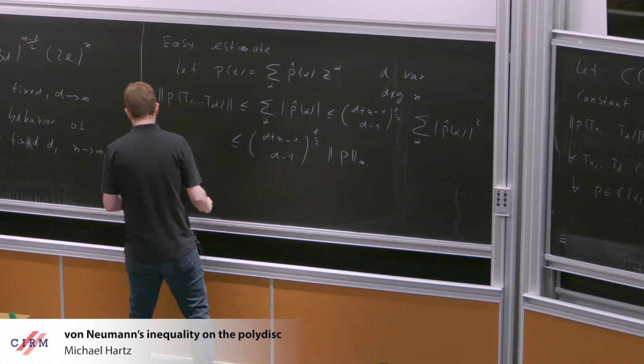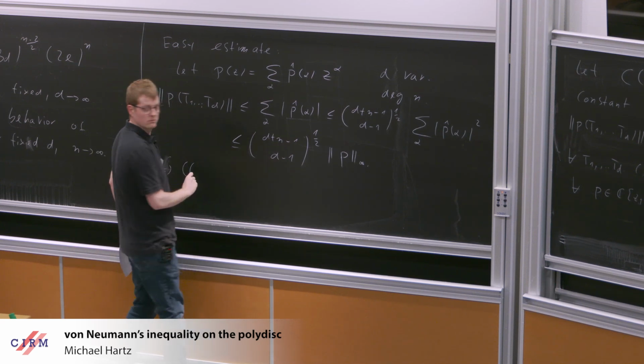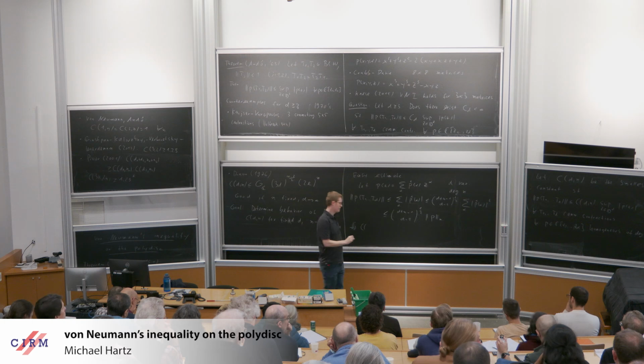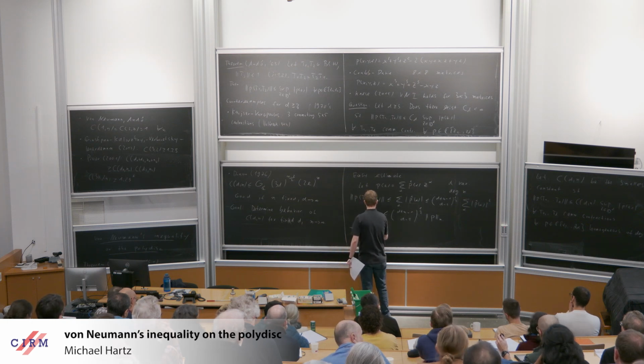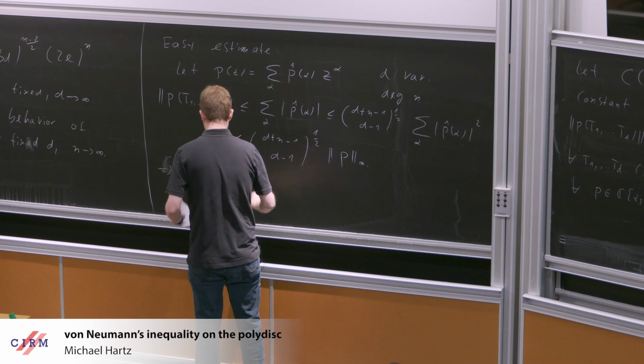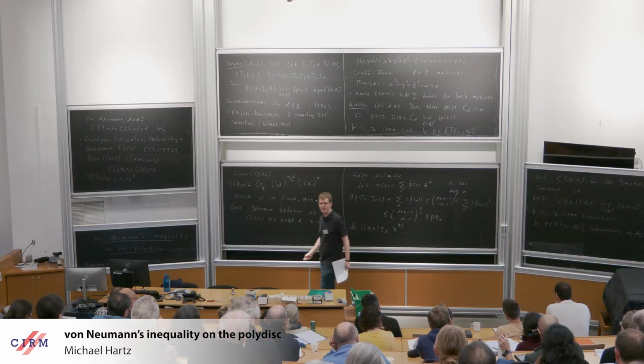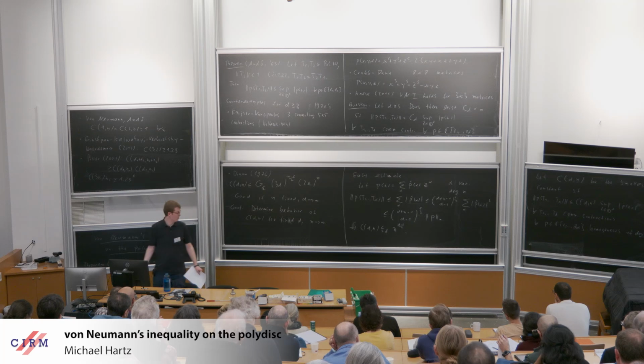So this tells you that C_{d,n} is controlled by some constant depending on d times n to the (d minus 1) over 2, right? And so you get something that grows at most polynomially.